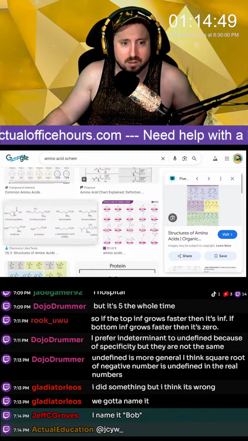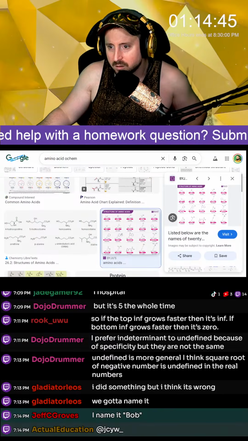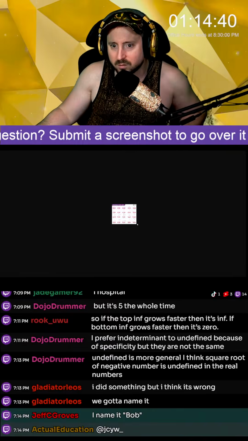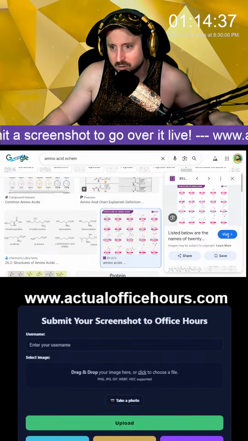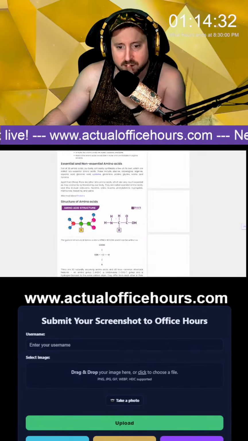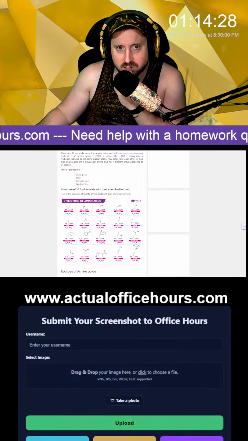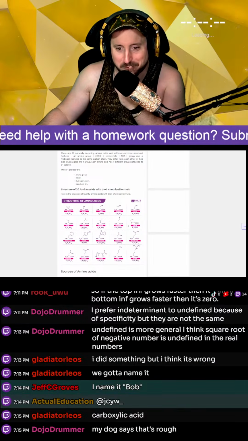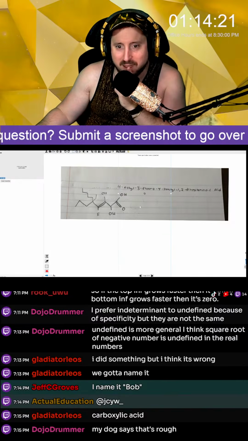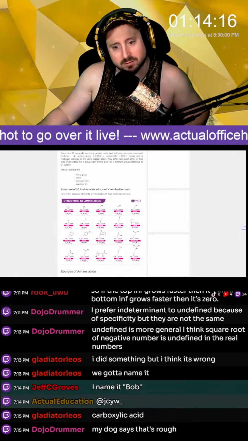Or, wait, they call these functional groups, right? Yeah, wait. No. Oh, this is so low res. Okay. Carboxylic acid. My dog says that's rough. Yeah, okay, never mind. The amino acids have nitrogen in it. This just has fluorine. Right, okay.